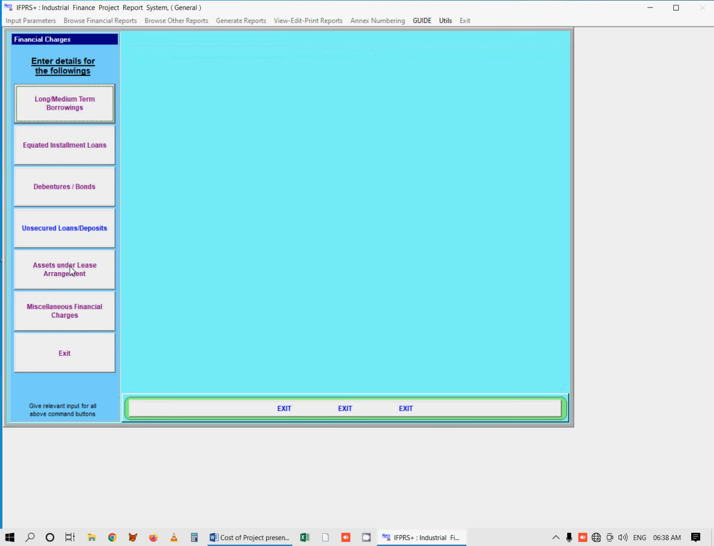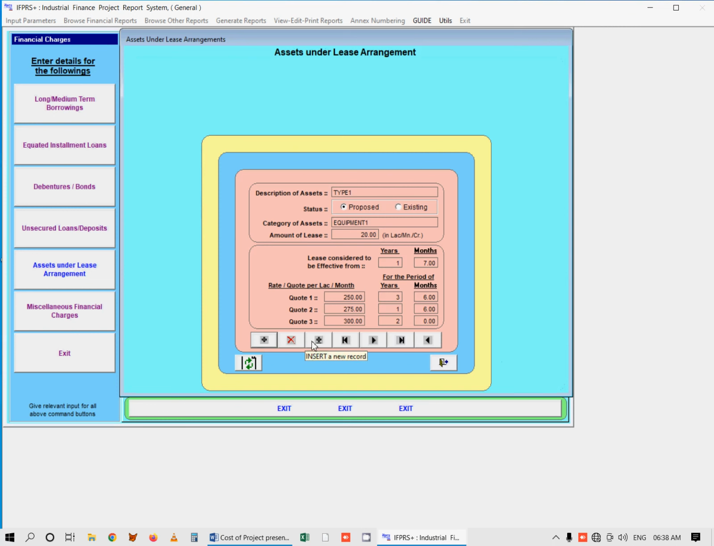Lease rentals. You could detail out here charges for assets under financial lease arrangement. You have different types and any number of assets under financial lease arrangement and it could be defined separately for each. Specify when the lease arrangement is to start from, that is which year and which month, and then for each you may define 3-tier differential lease rentals as per the respective differing period for each tier.